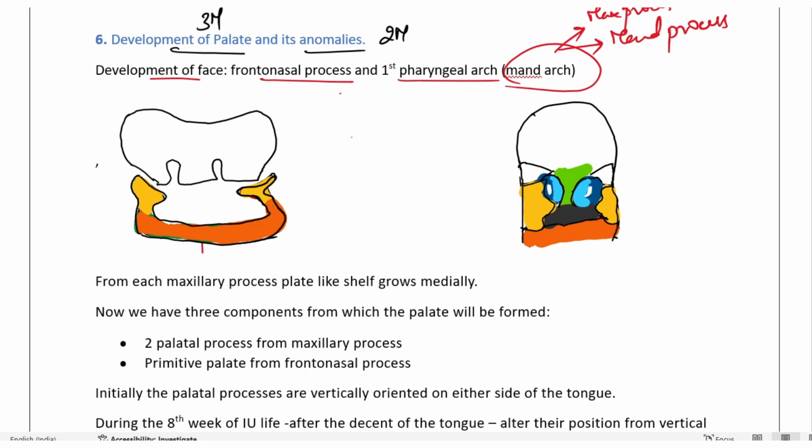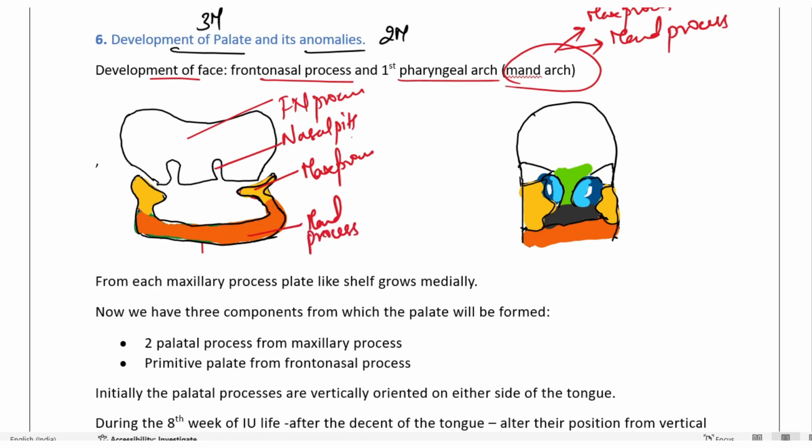Before we go into the development of palate, for development of face just draw 2 diagrams. Okay. This is the frontonasal process. These are the nasal pits. This is your maxillary process. And this is your mandibular process. Okay. Now, this is the initial stage.